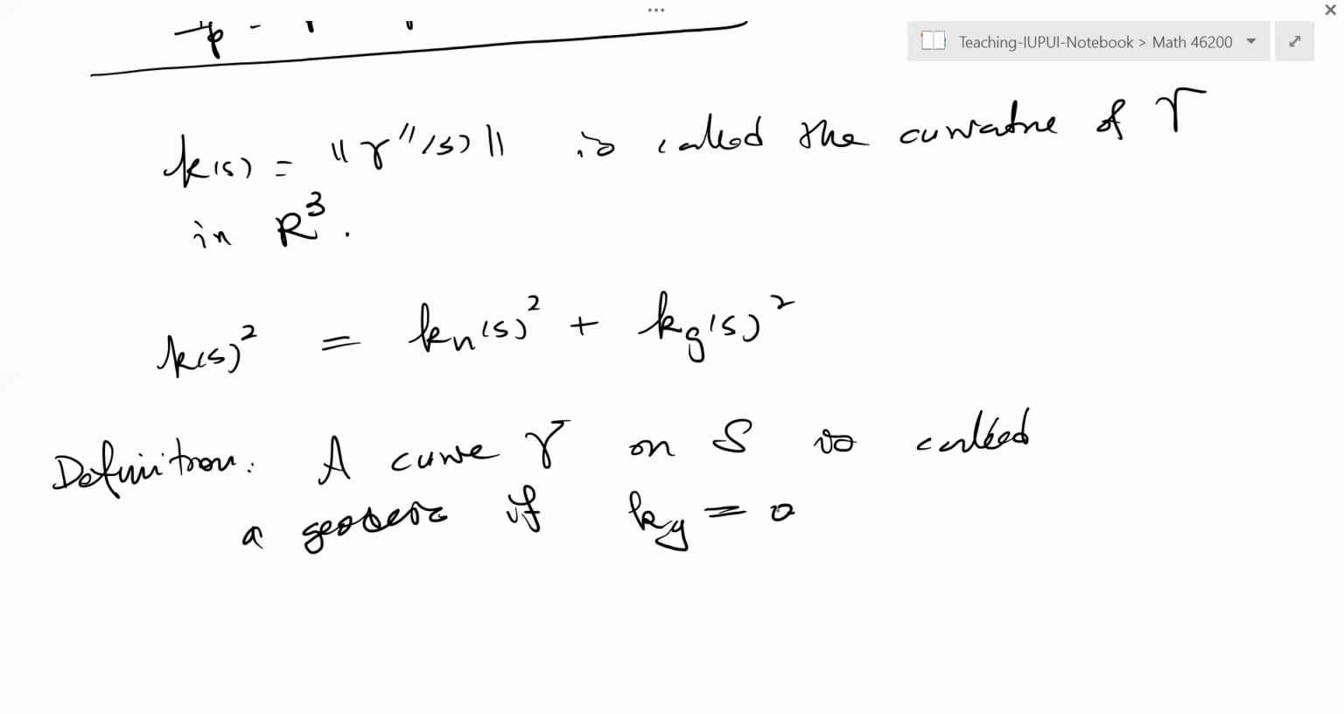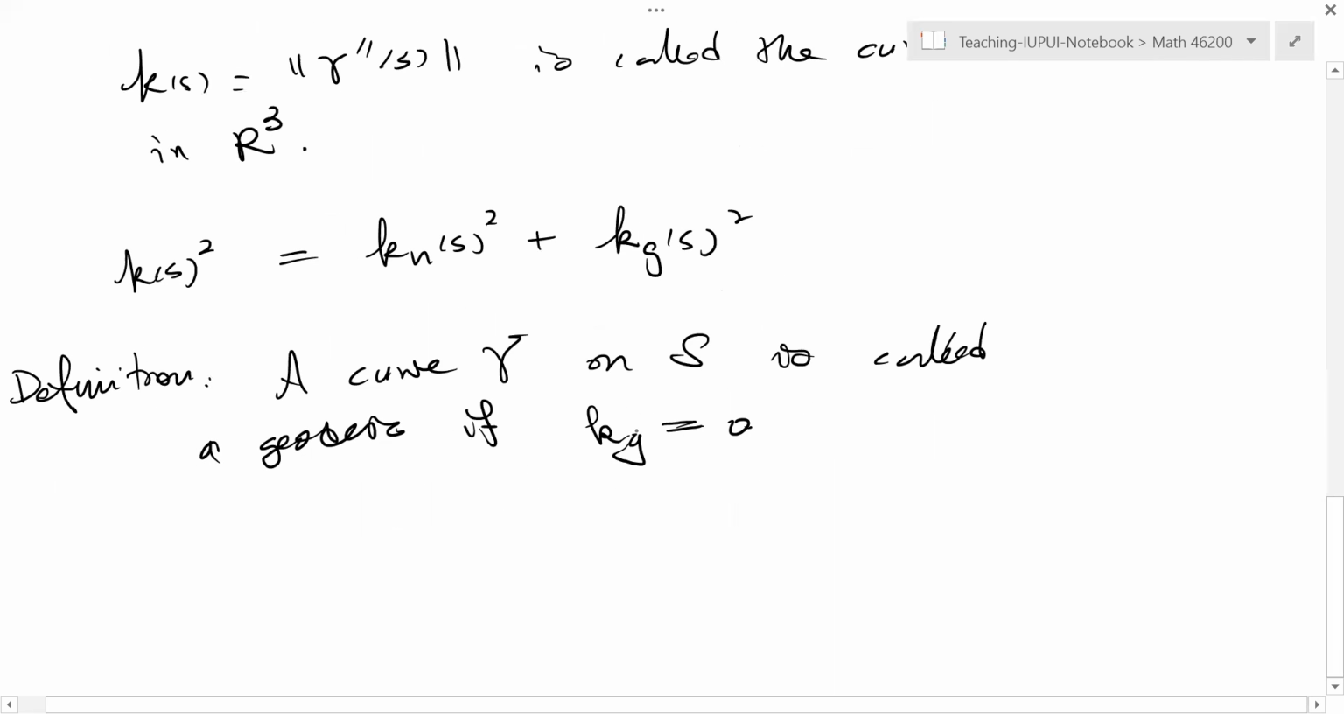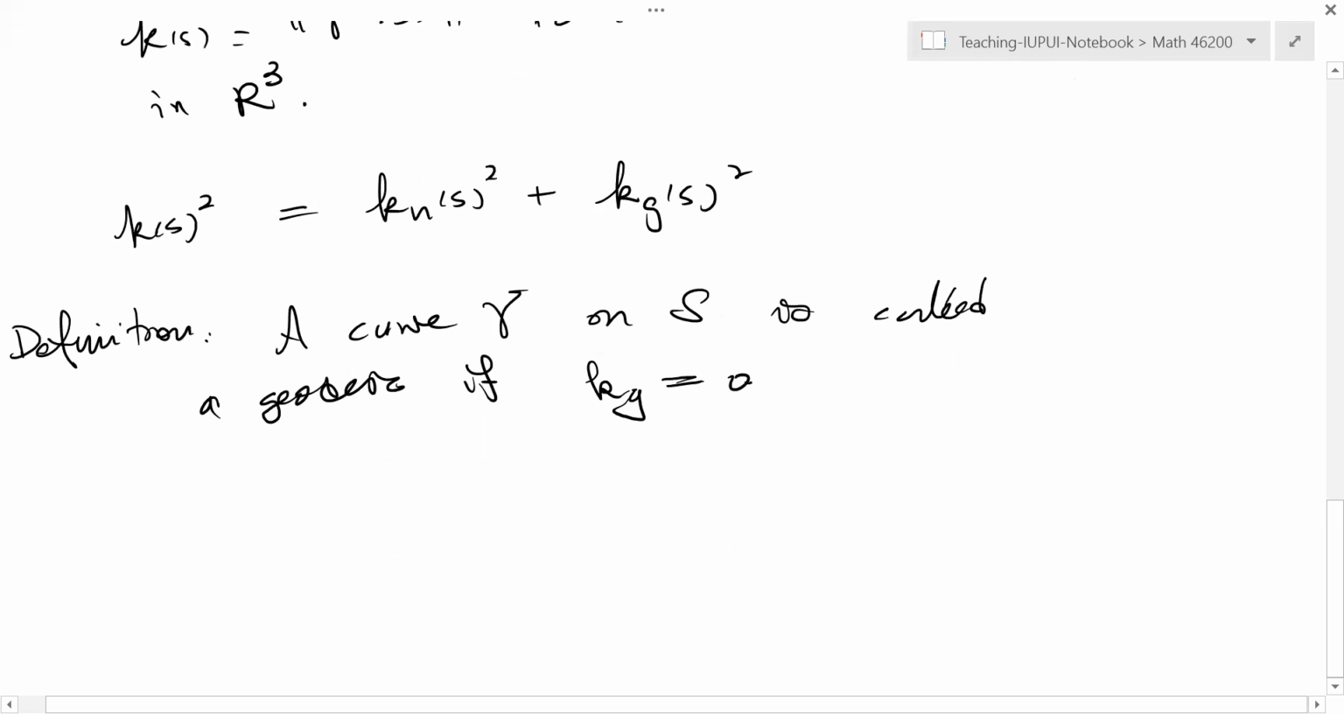Okay, so here's the formula. So how to compute it? It's important to decide whether the curve is a geodesic. You have to compute the geodesic curvature. But the original formula for the geodesic curvature is given using the unit speed.